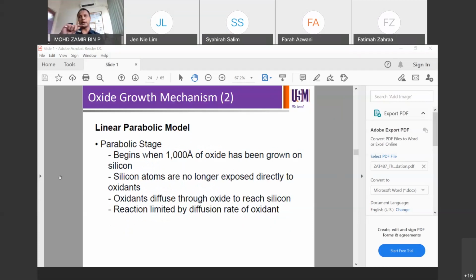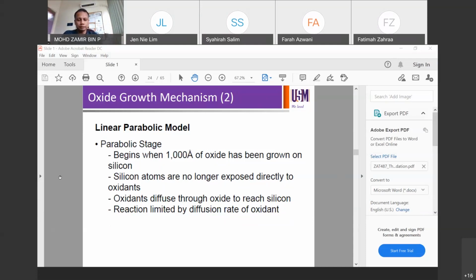So it depends on the process. Most likely somewhere around 100 is already parabolic. Probably somewhere between 50 and 100 is the intermediate step. Okay, so it begins when 100 nanometer of oxide has been grown on silicon. Maybe you can see the inflection point beyond 50 nano already. Silicon atoms are no longer exposed directly to the oxidant.